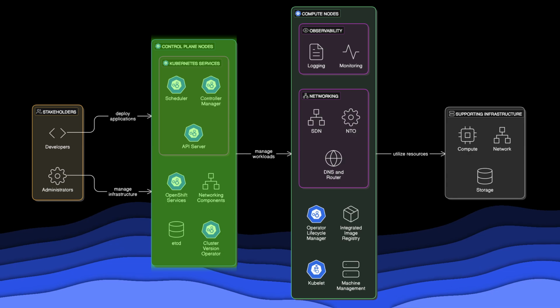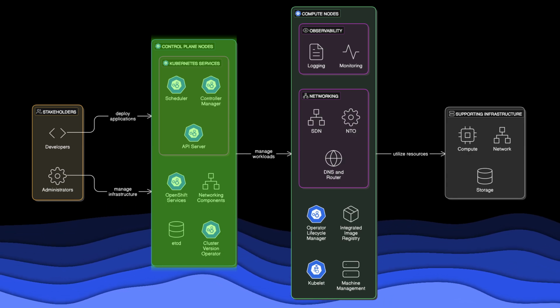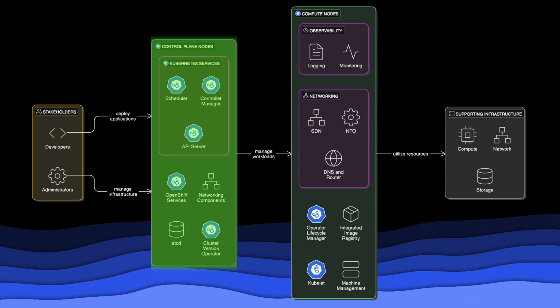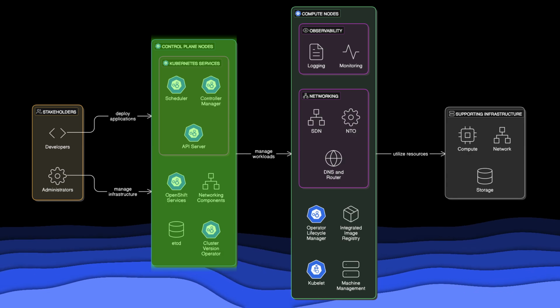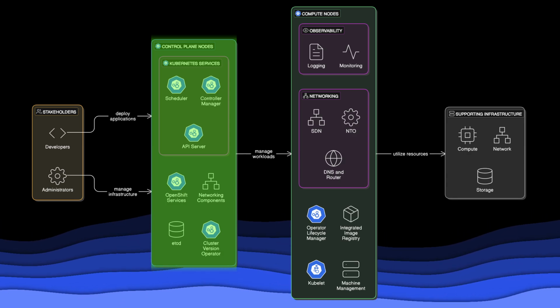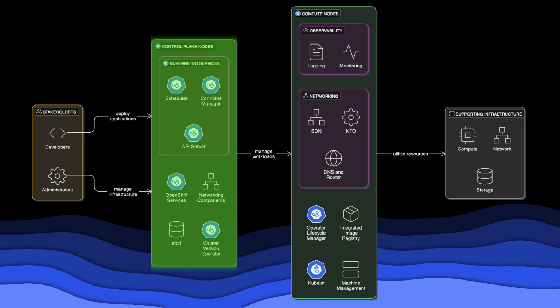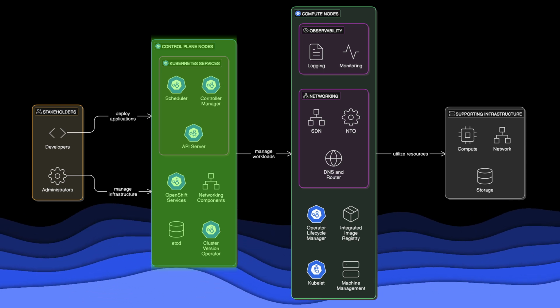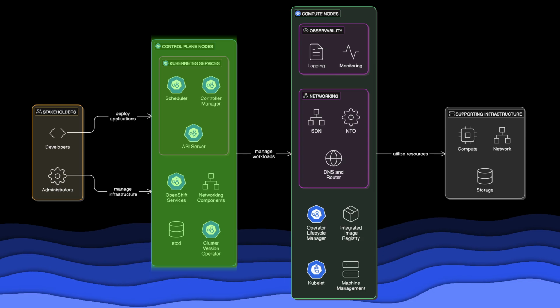Another really important part of the control plane is the cluster version operator. It helps to manage upgrades. As new versions of OpenShift come out, it can help you upgrade your cluster seamlessly without having to take everything down. That's good news, because nobody wants downtime, right?